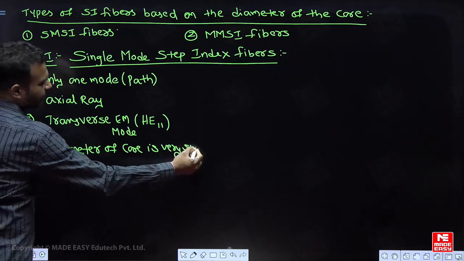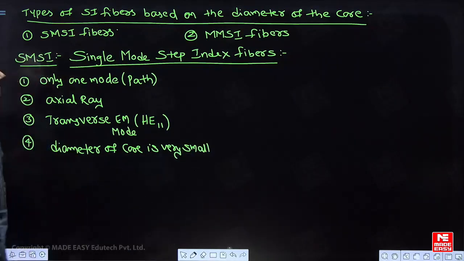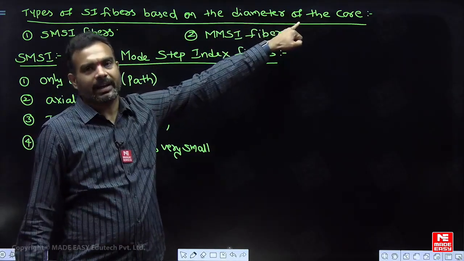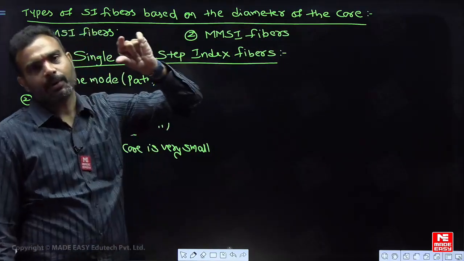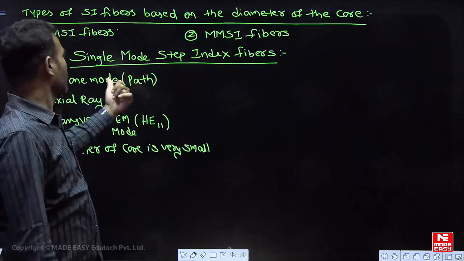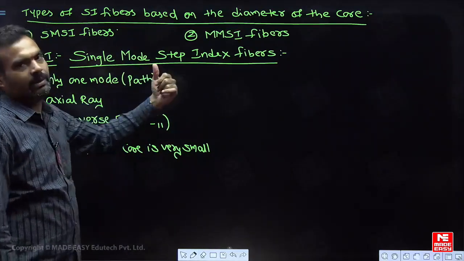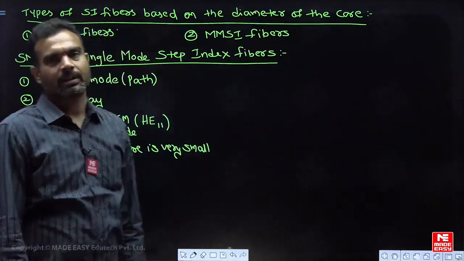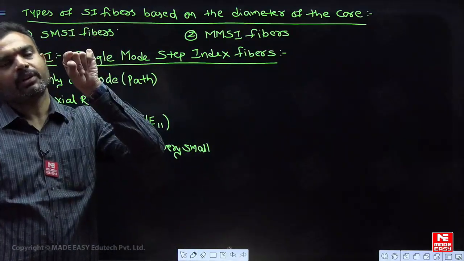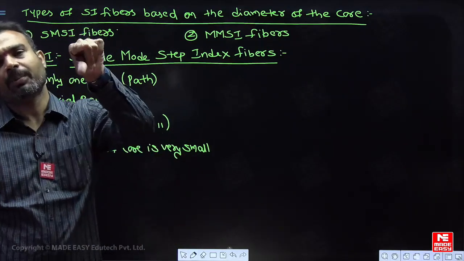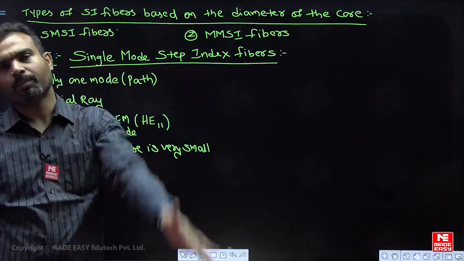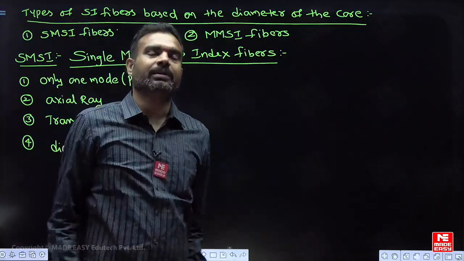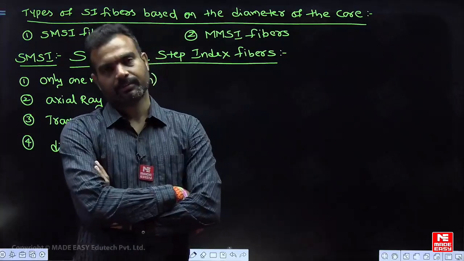Diameter of core is very small. I already told you that we are classifying based on the diameter of the core only. If the diameter of the core is very small, it is called single mode step index fiber. If the diameter of the core is large, it is called MMSI fiber. Because the diameter of the core is very small, light takes only one path to pass through it and doesn't allow multiple paths. If the diameter is large, light can be allowed with multiple paths, and they will travel in a zigzag fashion.